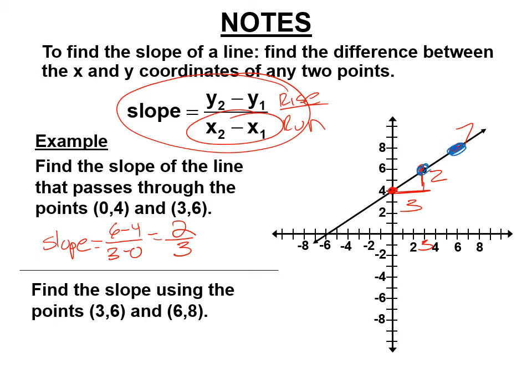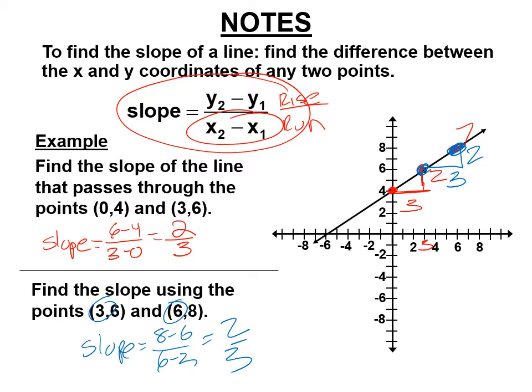So we're going to subtract the y's. 8 minus 6 is 2. Subtract the x's for the run, 6 minus... oh, we get the same answer, right? Because no matter where you do it along here, you should get the same slope, positive 2/3.